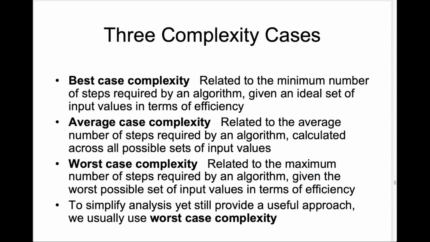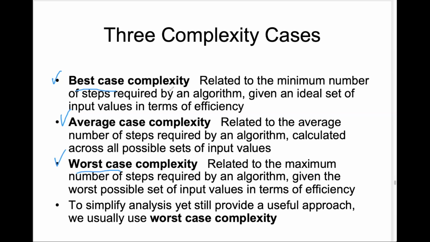Let's piggyback off of the Alice and Bob game and the constant operations video that we just had. Now let's study the three different types of complexity cases. There are three: the best case, average case, and worst case. We're using the Alice and Bob game, the guessing game.